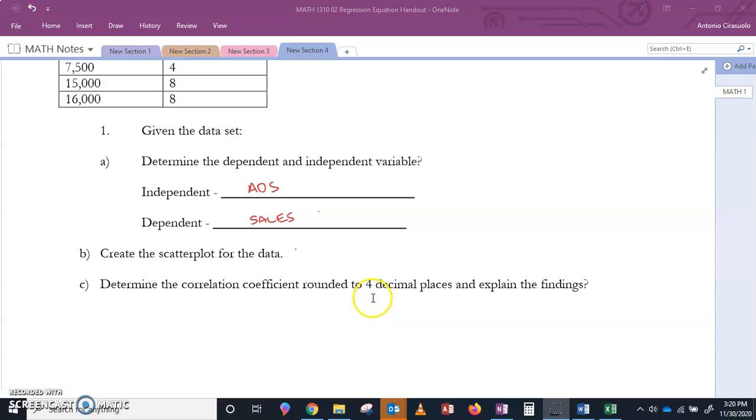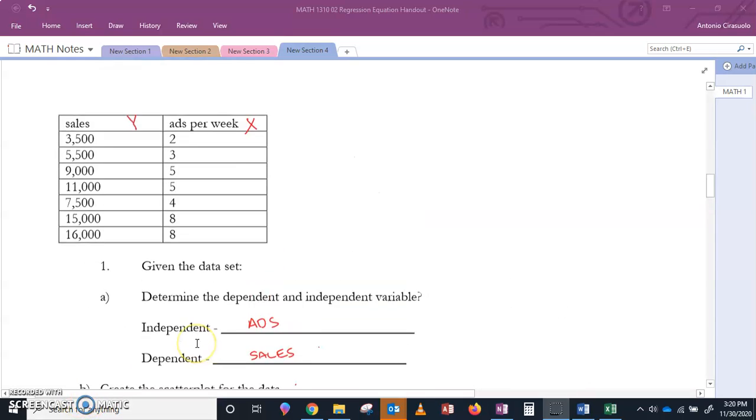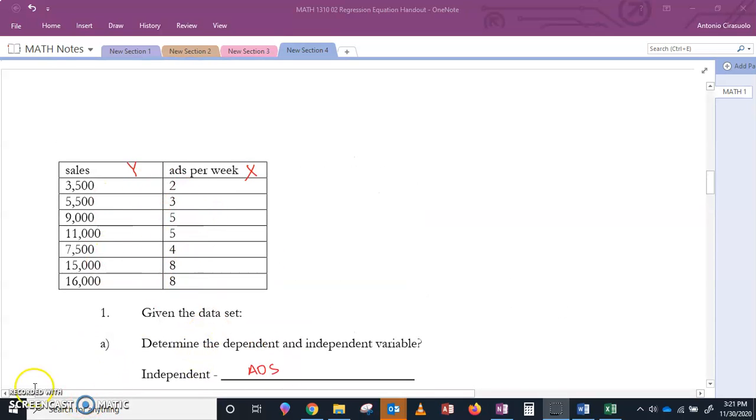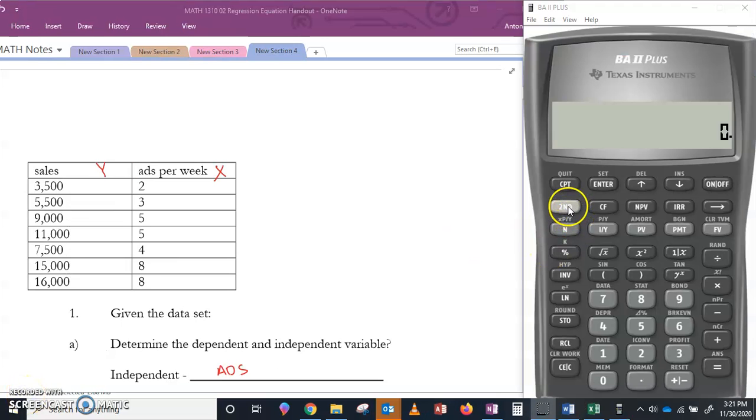It asks to determine the correlation coefficient rounded to 4 decimal places and explain the findings. So once again, let's go back to our data set and put that into our calculator. Now that I have my calculator out, once again, I go second data, second clear, and I'm going to put my XY pairs in. So 2, enter, scroll, 3,500, enter, scroll. So second data point is 3 ads, enter, scroll down, 5,500, enter, scroll down, and so on and so forth.